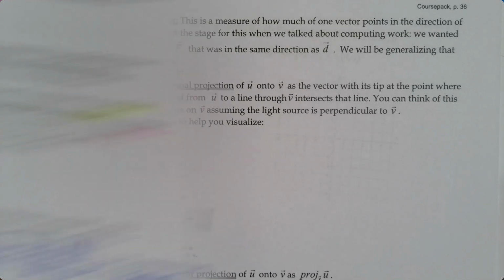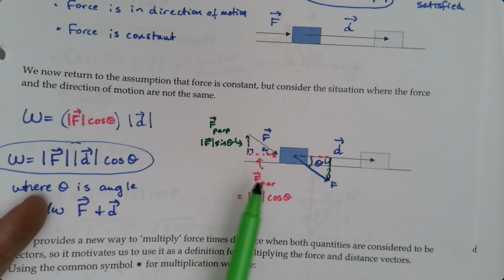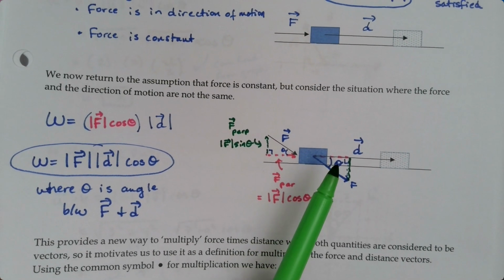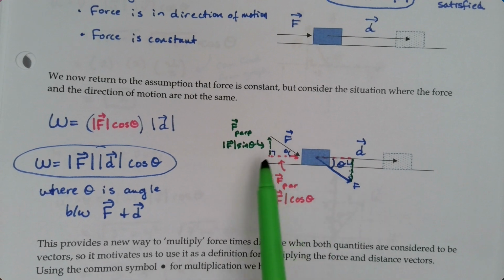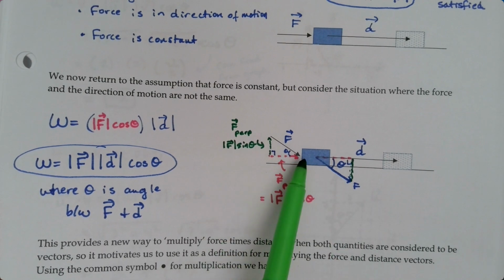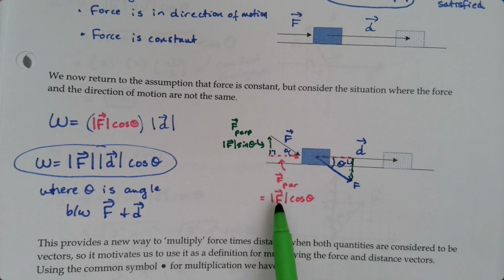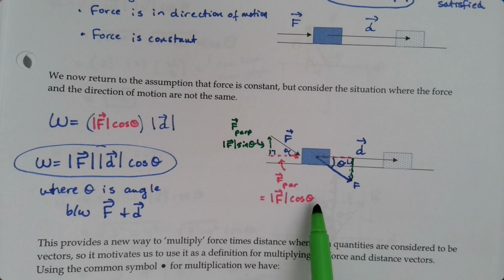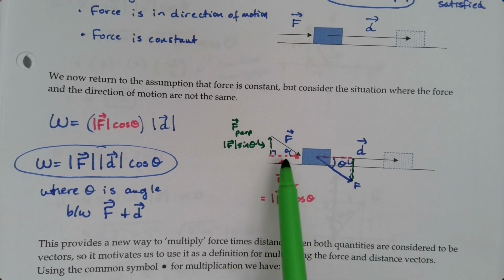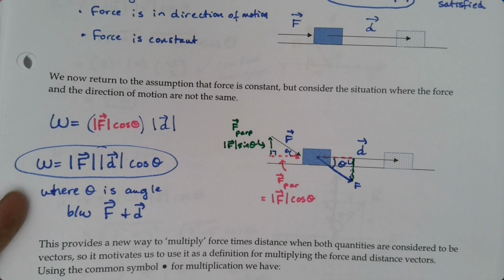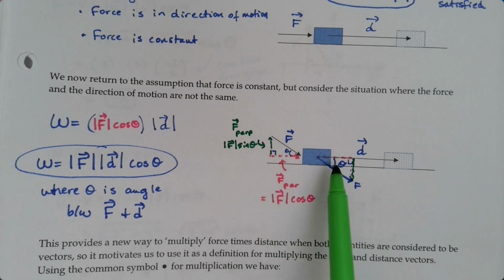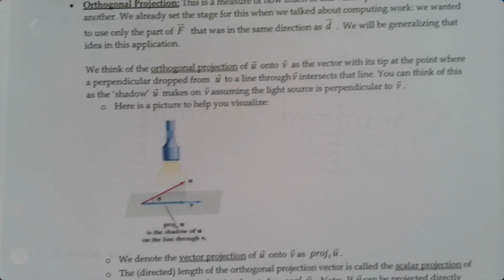So we set the stage for this a little bit when we looked at this particular force and distance diagram. We were particularly interested in the force that's parallel to the distance vector. That's the component of the force vector that matters to us. And we found it by the magnitude of the force times the cosine of the angle, because of course this is forming a triangle whose hypotenuse is the magnitude of that force vector. So we're going to use that idea and we're going to kick it up a notch.